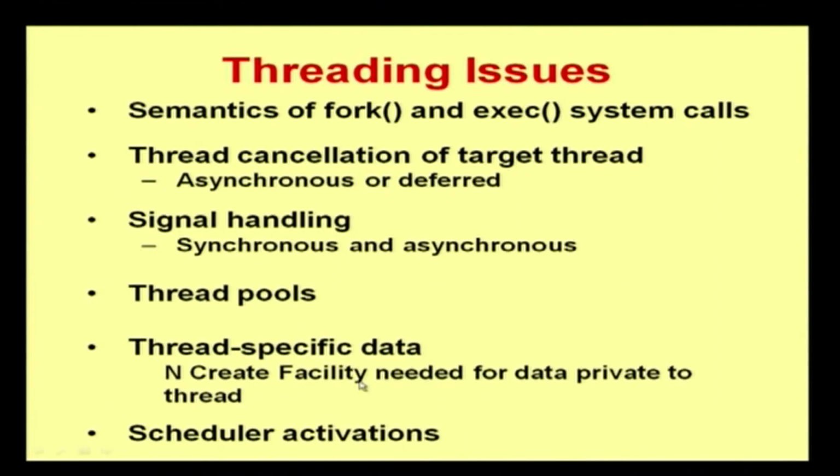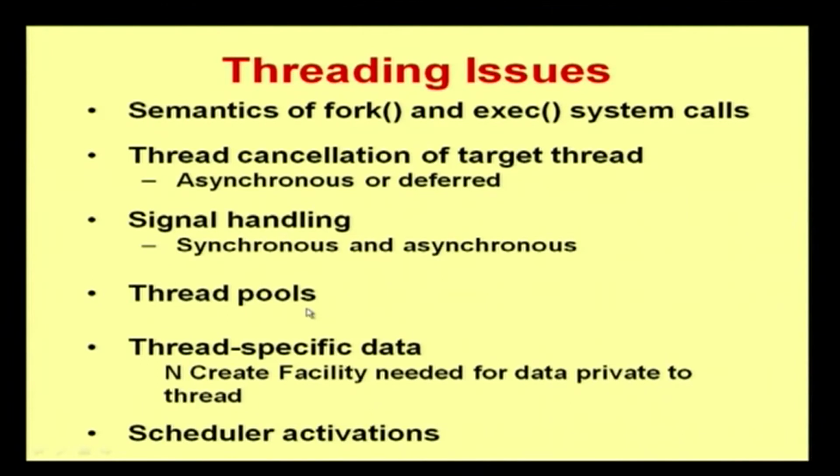It creates the facility needed for data private to a thread. So for a particular thread, if I require only a particular set of data, then only that data will get mapped to this thread. That is called thread specific data. Then we will talk about scheduler activations: what the different types of schedulers are, how they get activated, and how they are used in Windows XP. Those details come under these threading issues. All these threading issues we will be seeing one by one in the forthcoming slides.